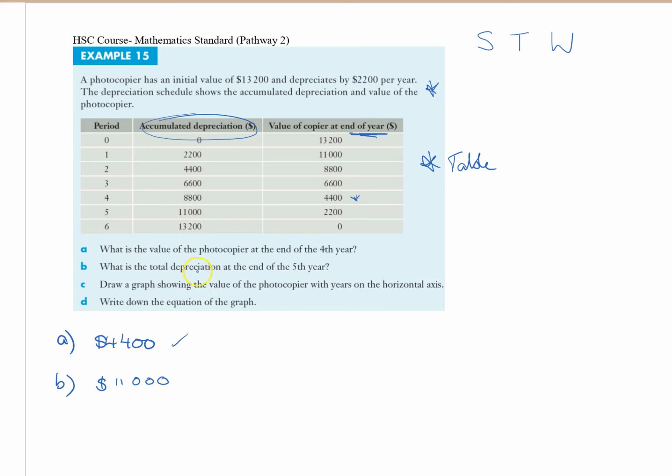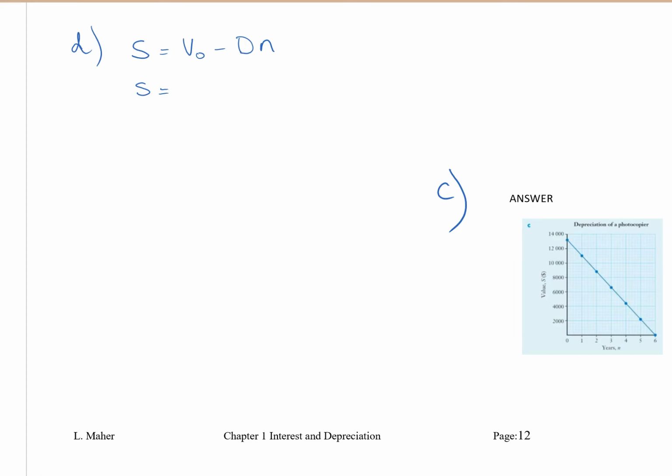C, what is the total depreciation at the end of the 5th year? Well, total depreciation is the accumulated depreciation, so we need to be here, which is $11,000. Then when we look at C, draw a graph. We were wondering whether this would be the case, and D is write down the equation. I've included the answer for part C in drawing the graph.